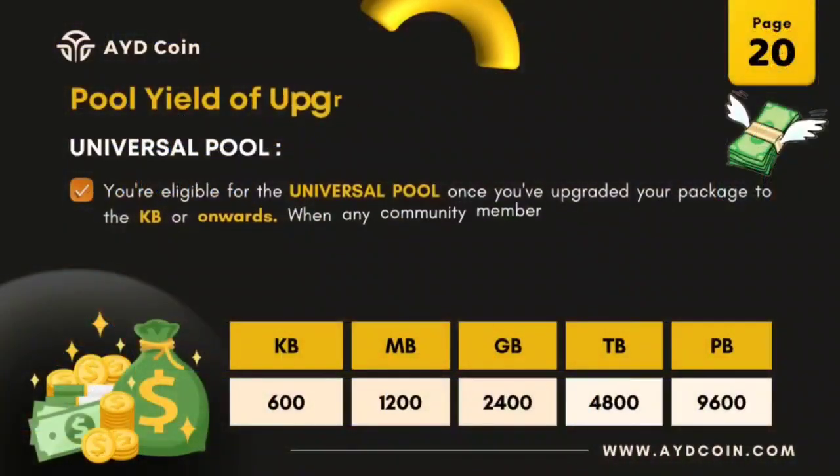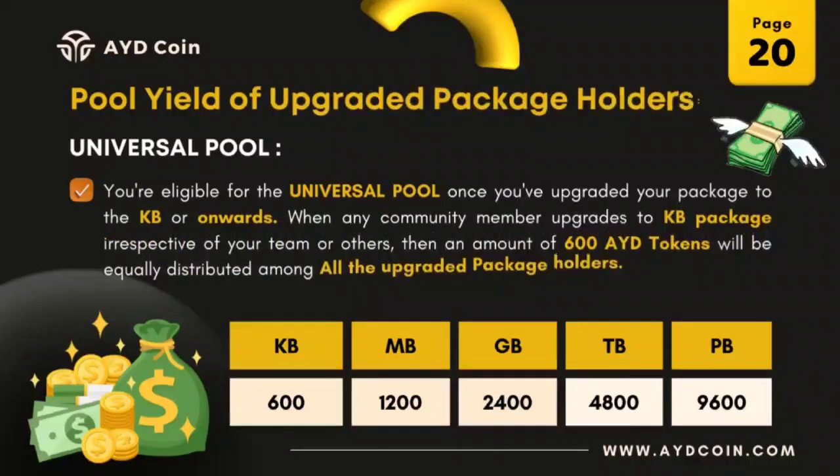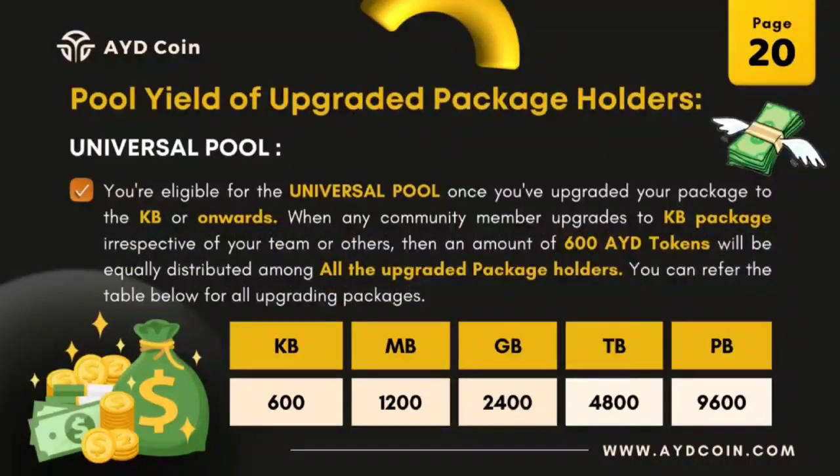Universal pool. You're eligible for the universal pool once you've upgraded your package to the KB or onwards. When any community member upgrades to KB package irrespective of your team or others, then an amount of 600 AYD tokens will be equally distributed among all the upgraded package holders. You can refer to the table below for all upgrading packages.